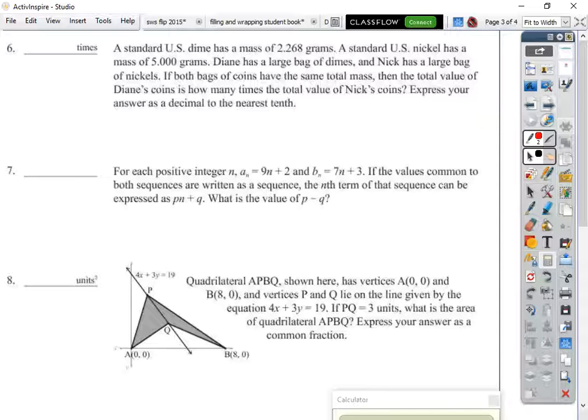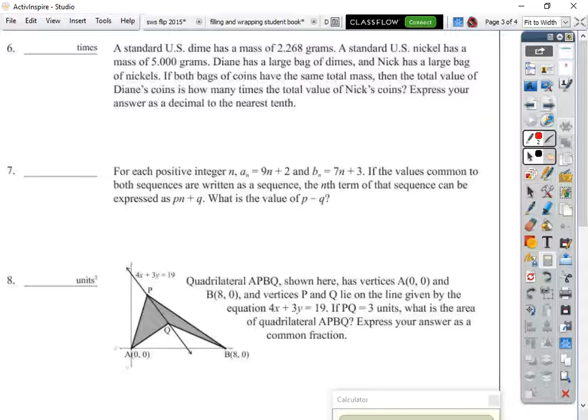And we know, thanks to this problem, that a standard US dime has a mass of 2.268 grams, and a standard US nickel has a mass of 5 grams. Diane has a large bag of dimes, and Nick has a large bag of nickels. Oh, isn't that convenient? Diane has dimes, Nick has nickels, same letter. If both bags of the coins have the same total mass, then the total value of Diane's coins is how many times the total value of Nick's coins?